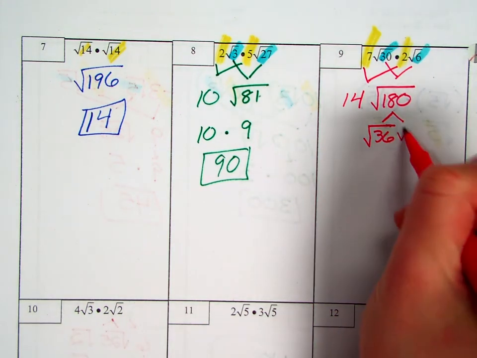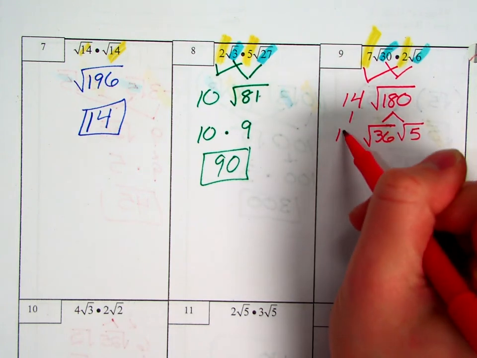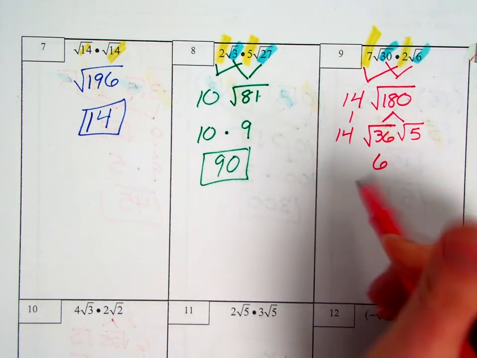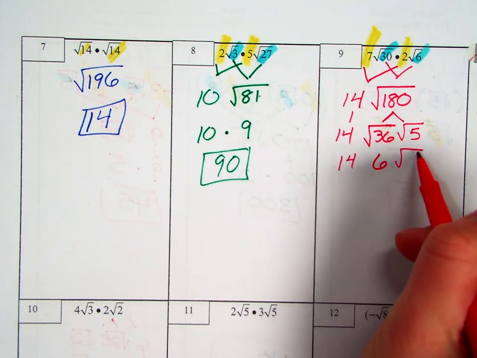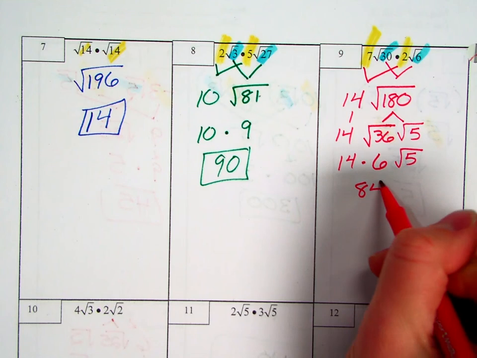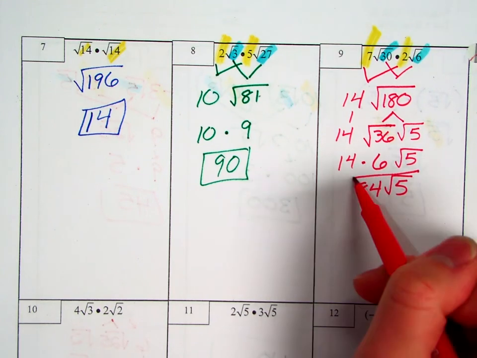36 goes into 180 5 times, and we bring that 14 down out front. Then we can take the square root of 36, which is 6, bring down our 14 out front and the square root of 5 in the back, and multiply these two together to get 84 square root of 5 as our final answer.